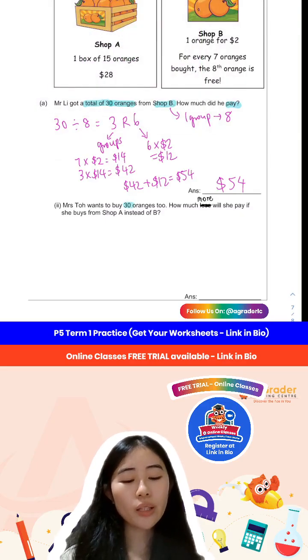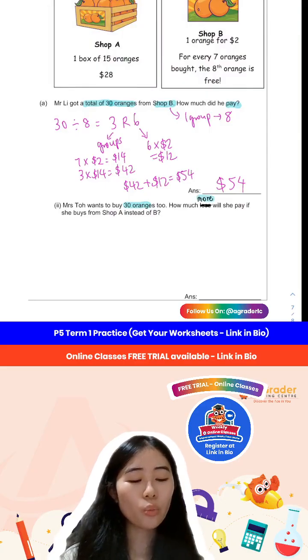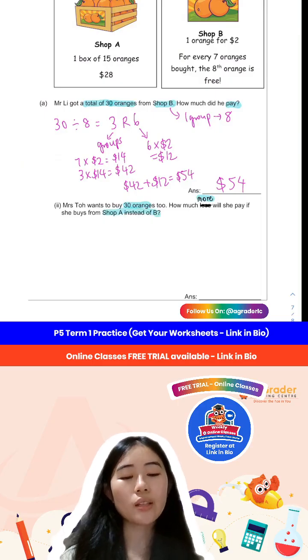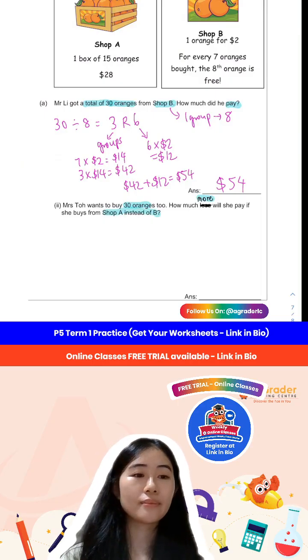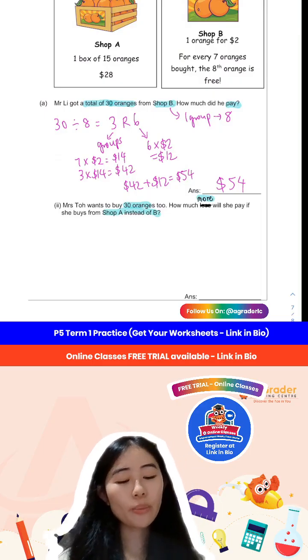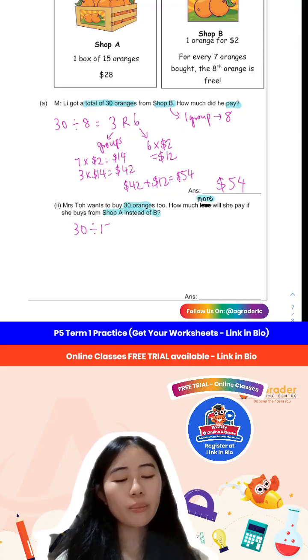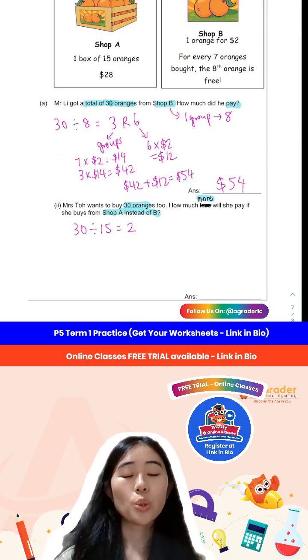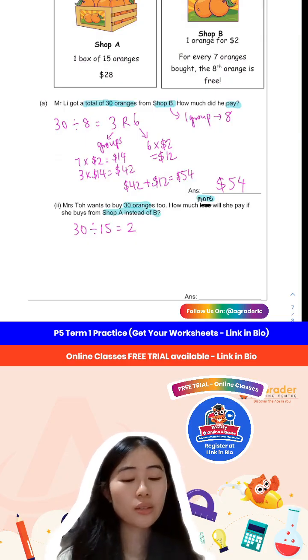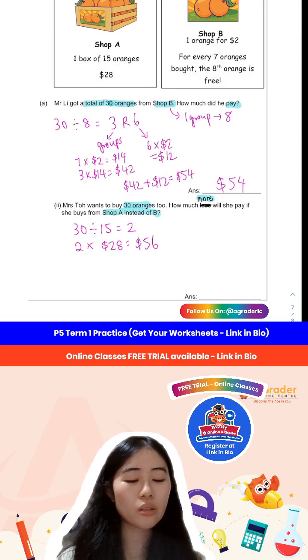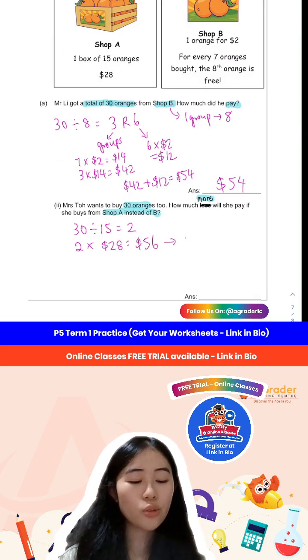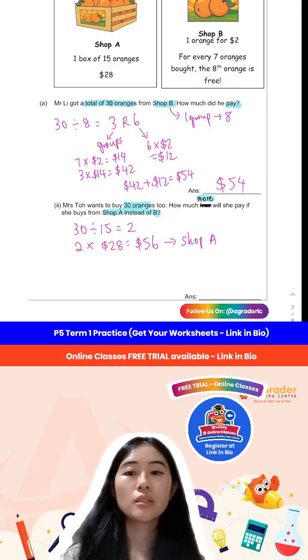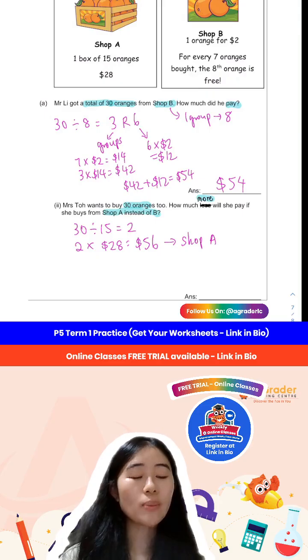So Mrs. Toh wants to buy 30 oranges as well. How much more will she have to pay if she buys from shop A instead of B? For shop A, you can divide 30 oranges by 15 oranges. This means that you get 2. So she has to buy 2 boxes. These 2 boxes will cost her 2 times 28, which is $56. So $56 will be for shop A. So shop A is actually more expensive. That's why the keyword should be more.